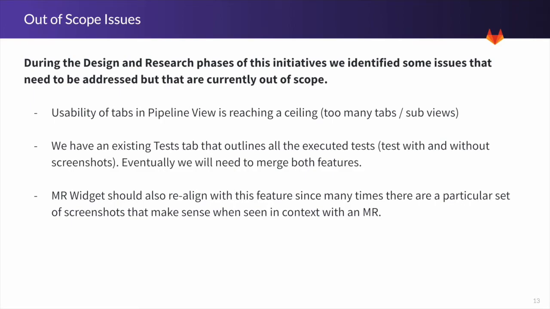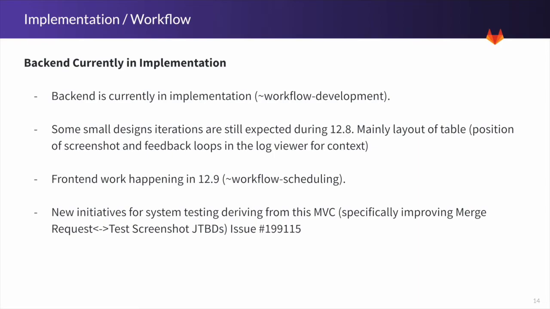Implementation workflow details right now, the backend is currently in implementation. We have some small design iterations coming, especially some layout of the table. Maybe it's going to change, but we expect to fix this during 12.8, and then the work that's going to be happening in front end is going to be happening in 12.9, and then we basically expect to ship this in 12.9. And then there's many other initiatives that are deriving from this specific initiative. One of those is basically improving the merge request screenshot job to be done, as I mentioned before.